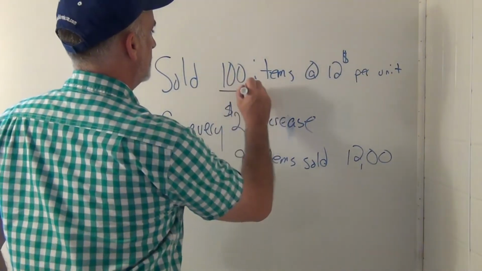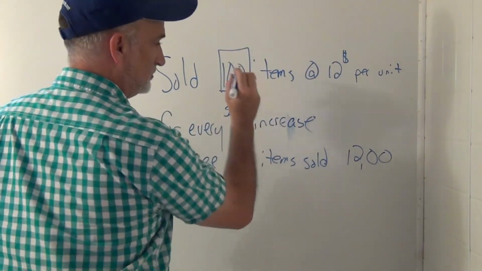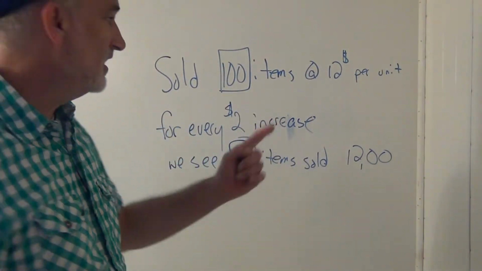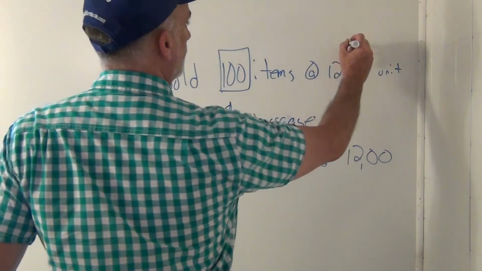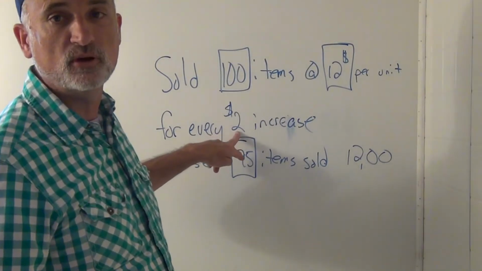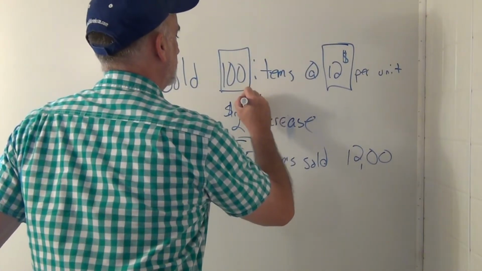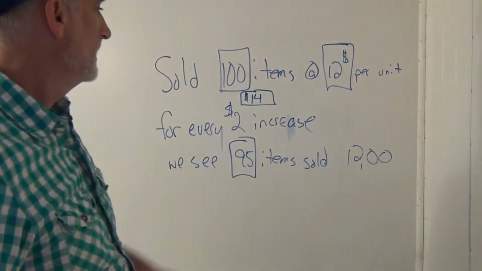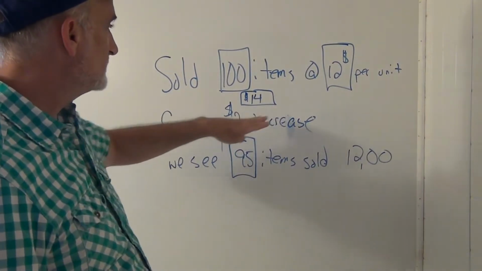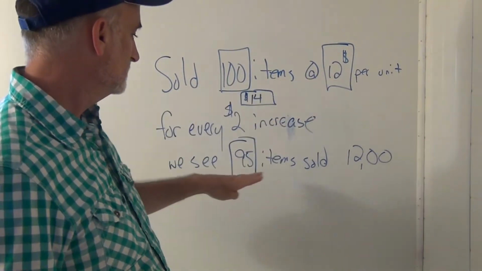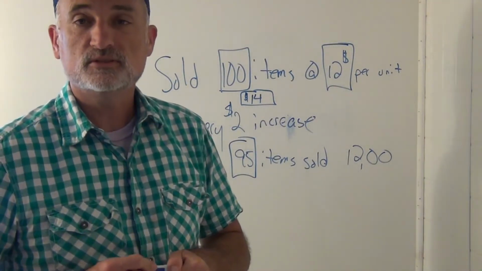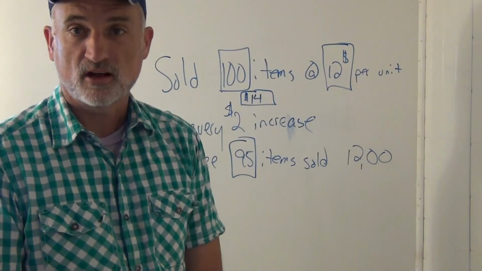Okay? So here's the relationship. There were 100 items sold. Now there's only 95. Okay? And the other relationship is, well, we were asking 12 bucks, but now we're asking $2 more, which is going to be 14. So at 100 items, we could sell it for $12, and if we ask for $14, we're only going to sell 95 items. That is a standard test question that you will see on the test. Now, how to solve it.